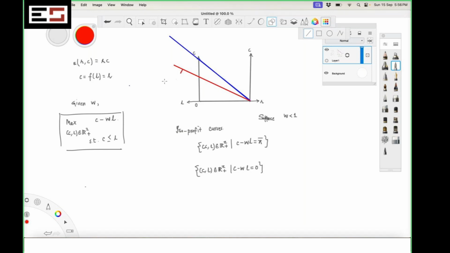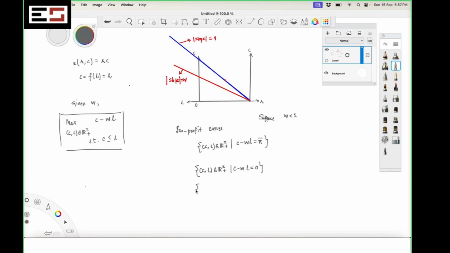And what will be the slope of this? Slope will be W, in absolute terms. Is that okay? And what is the absolute value of the slope of this curve? It's 1. Okay. Now, what about this point? What do you think is the profit at this point? Is this more than this or less than this? Is this more than 0 here or less than 0? What about the profit at this point?